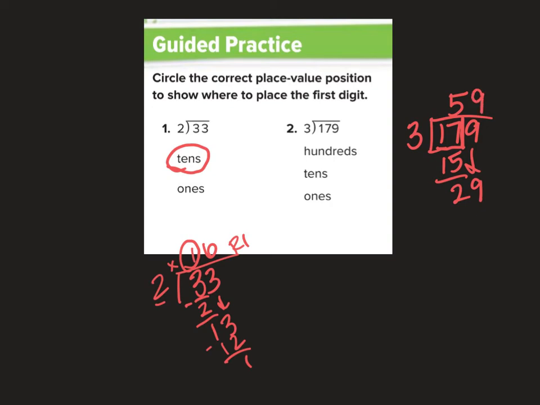Multiply. 3 times 9 is 27. And subtract. There we go. We've got a remainder of 2. Where did our first digit go? In the tens. They're both the tens. What are the odds there?